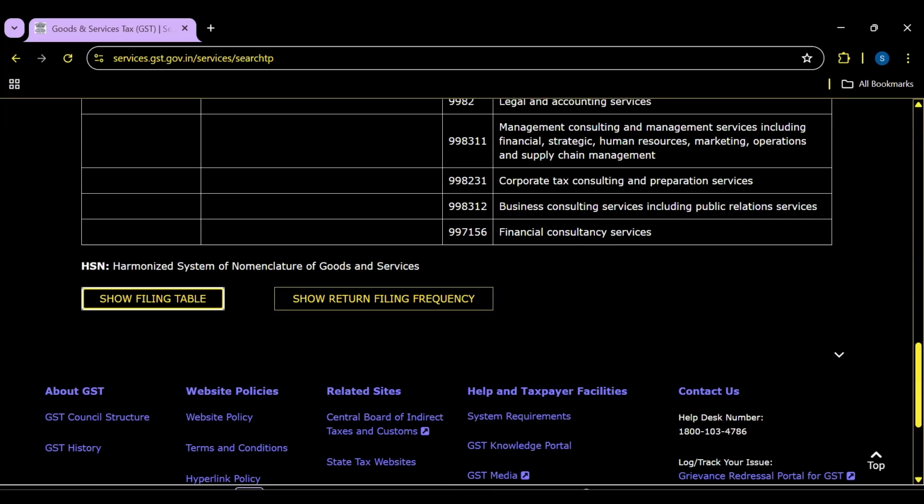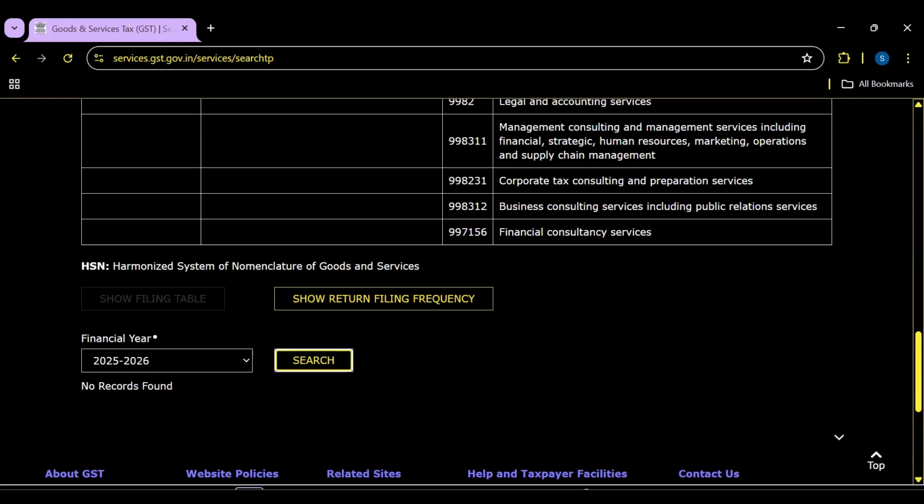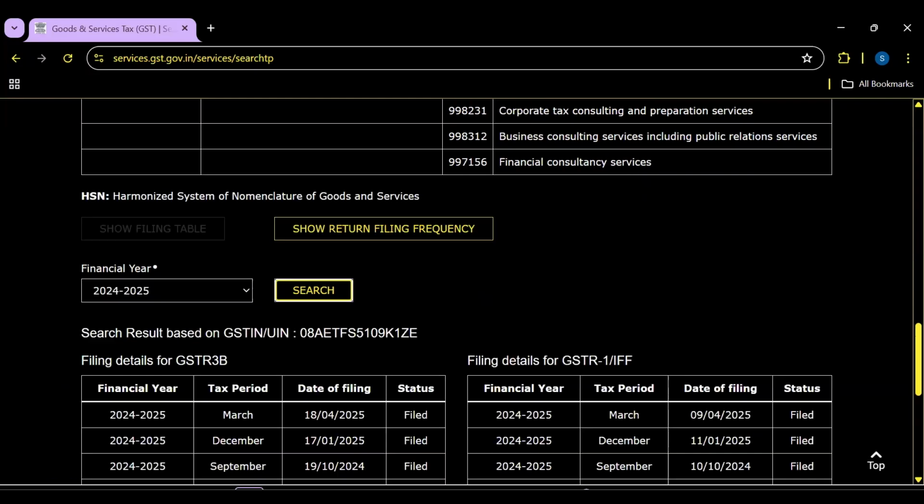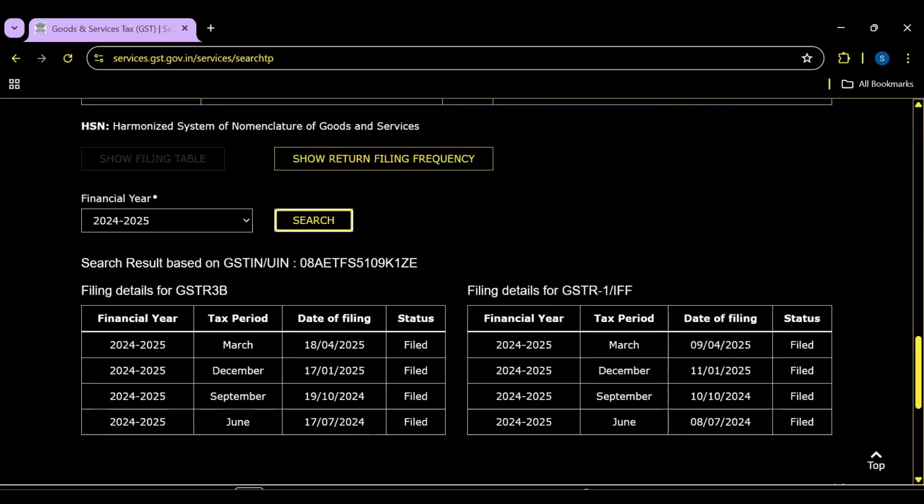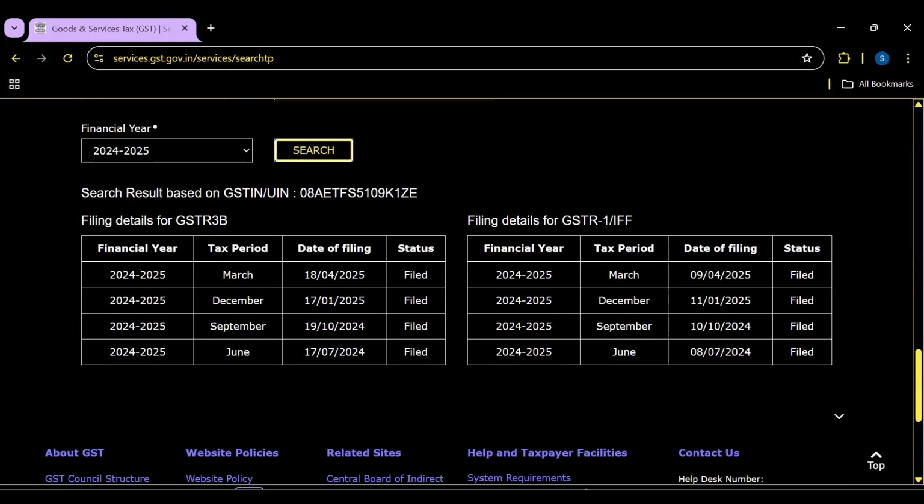In the show filing table, you can search for 2025-26. No results, because I am a QRMP filer. Now, when it comes to 2024-25, this is the filing history. Since I am under QRMP, I will file my GSTR-1 four times, in June, September, December, and March. Have I filed or not filed? If I were not in QRMP, then I'd have to file it every month.